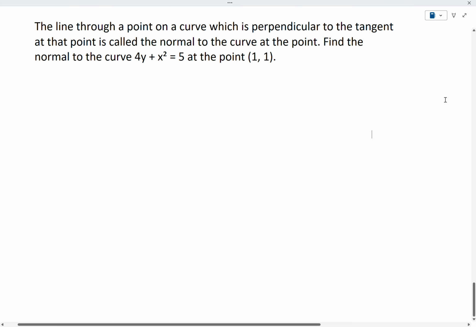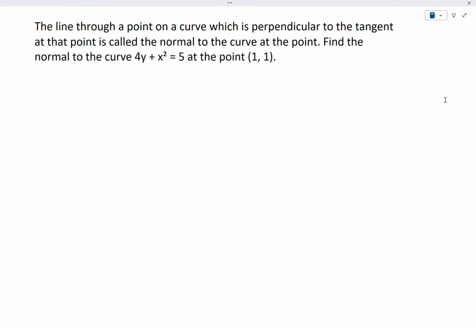In this video we're going to be working with the normal to a curve. So here's the problem. The line through a point on a curve which is perpendicular to the tangent at that point is called the normal to the curve at that point. Find the normal to the curve 4y + x² = 5 at the point (1, 1).